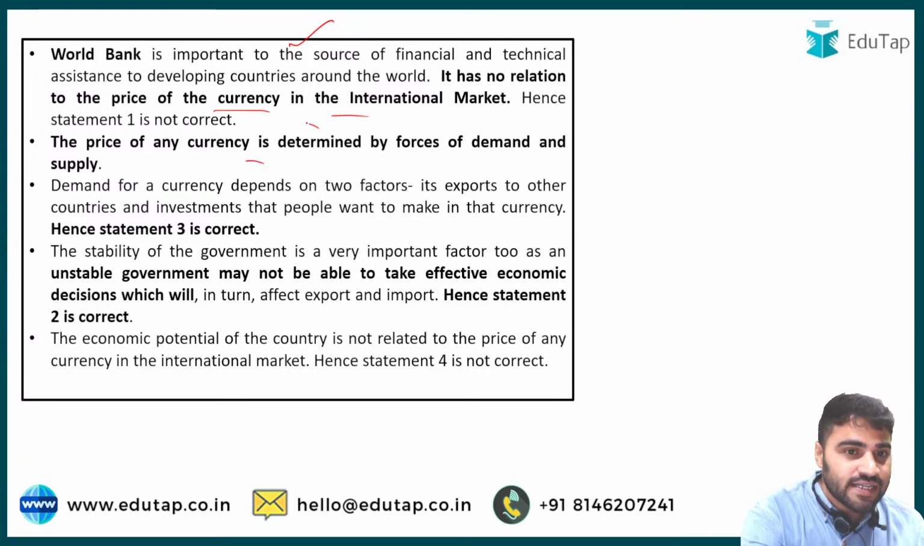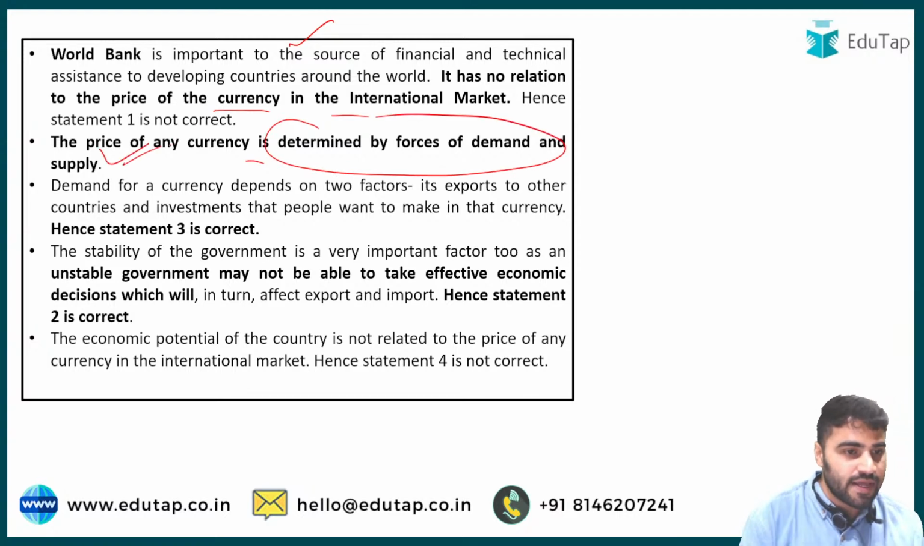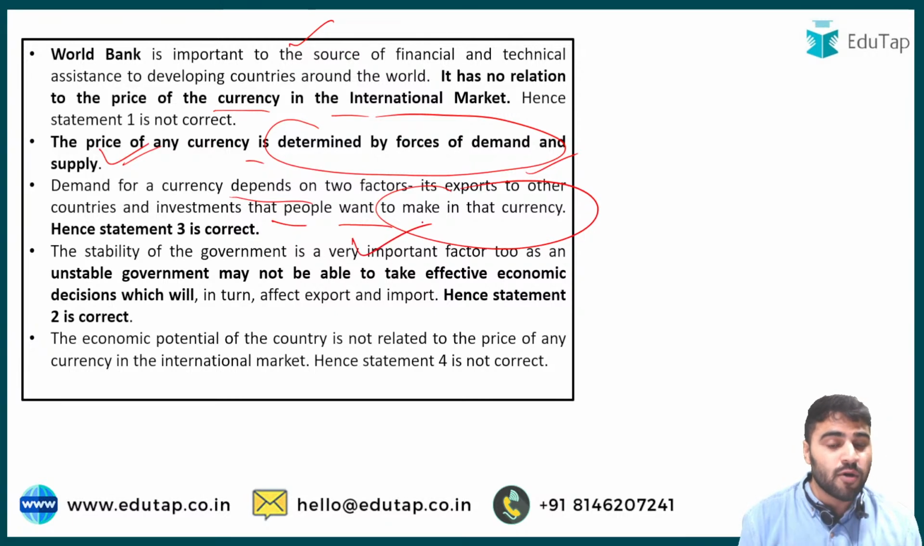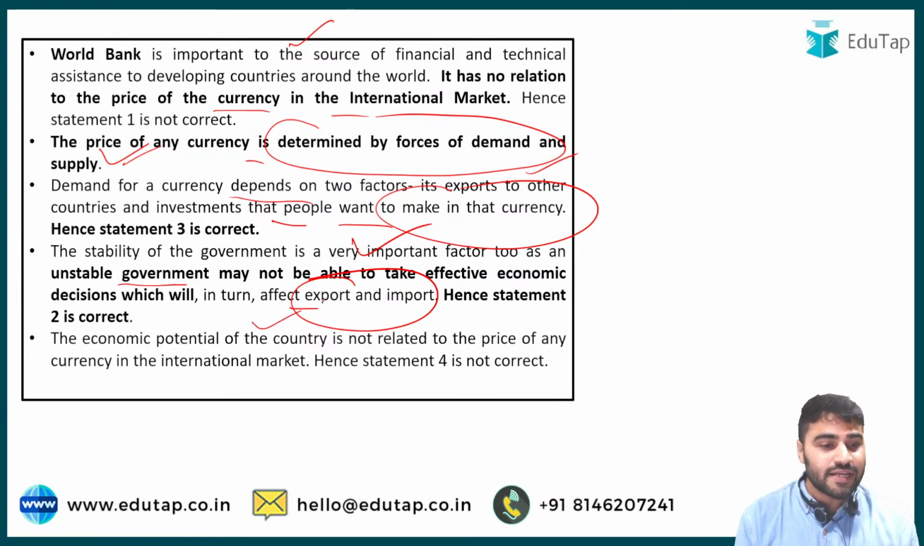The price of any currency is determined by the forces of demand and supply. Demand for a currency depends on two factors, that is, its exports to other countries and the investments that people want to make in that particular country. And the stability of the government is a very important factor, though it does not directly affect the price of any currency. An unstable government may not be able to take effective economic decisions, which will in turn affect export and import, and which ultimately affects the price of any currency. So the economic potential of the country is not related to the price of any currency in the international market. So we have covered all the 4 statements.